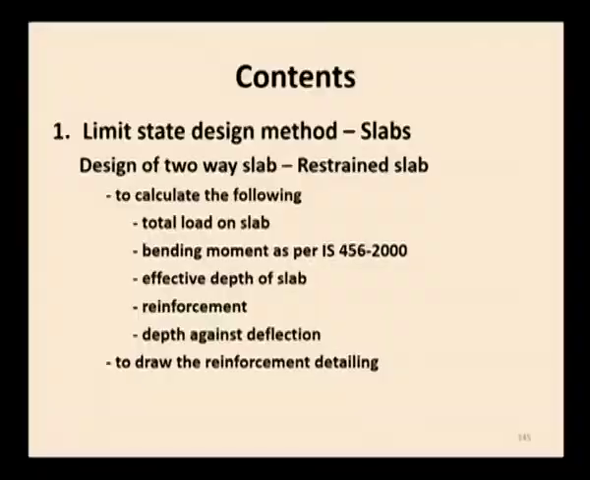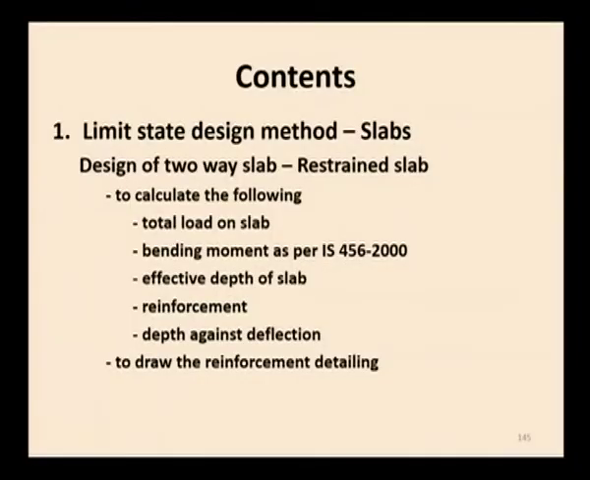Using the maximum bending moment, in the case of the restraint slab we are going to find both negative as well as positive moment along both directions. We are going to get 2 moments in each direction. From these 4 moments, we are going to select the maximum bending moment to find the effective depth of the slab. In the case of reinforcement along the x direction, we are going to have 2 moments, negative as well as positive, and from these 2 moments we are going to select the maximum bending moment to find the reinforcement in the x direction.